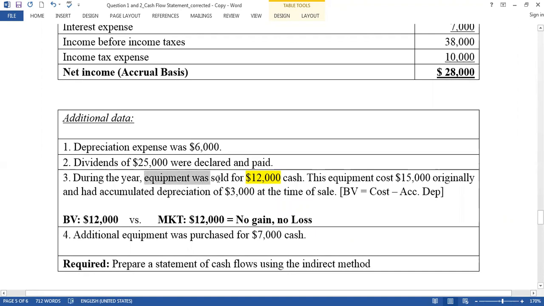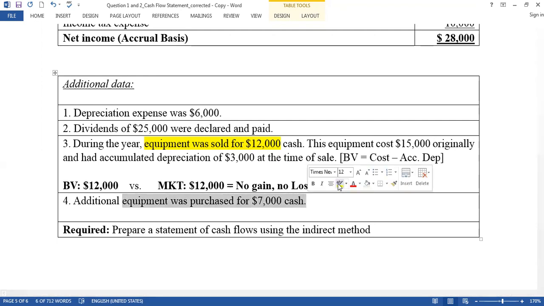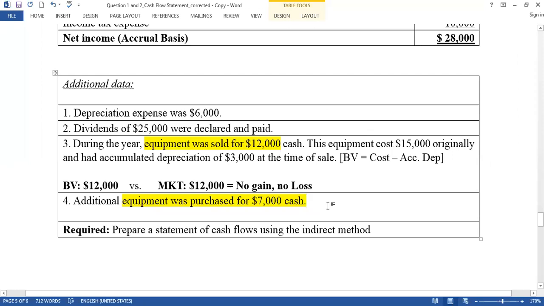First we sell equipment. Look at here. First we sell equipment, then we buy equipment again. Do you understand? We sell and buy. And how much is related with cash? This $7,000 is related with cash, and this $12,000 is related with cash.